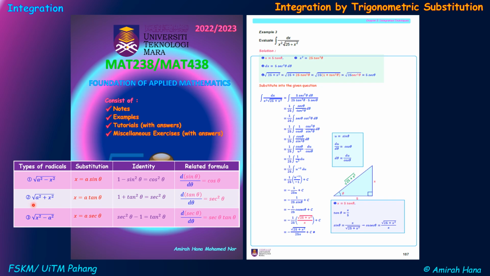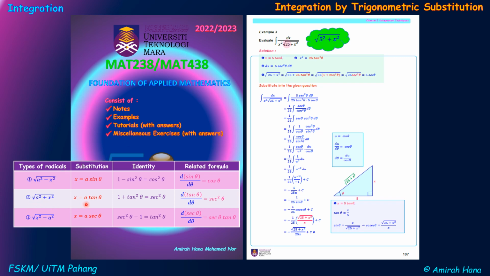Okay. Means when we use trigosub, we will use x equals to a tangent theta. So a ni apa? A ni daripada yang radical ni, a squared yang ni. So first, what should we do? From the radical ni, kita ada 25 ni, we write in terms of 5 squared. So kita ada radical 25 plus x squared, so ini equivalent to radical 5 squared plus x squared. So dia similar to formula number 2.